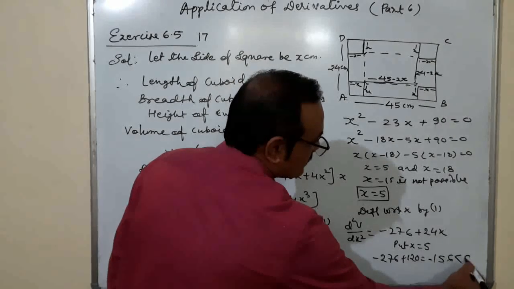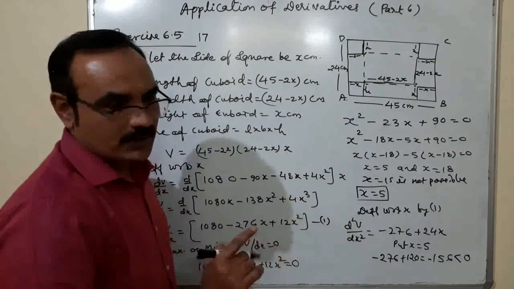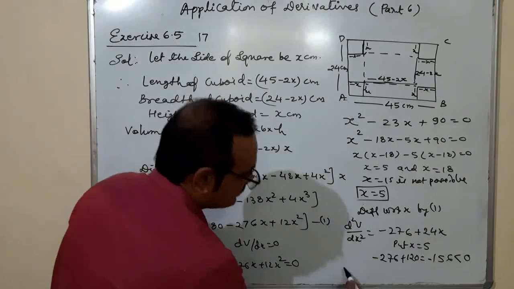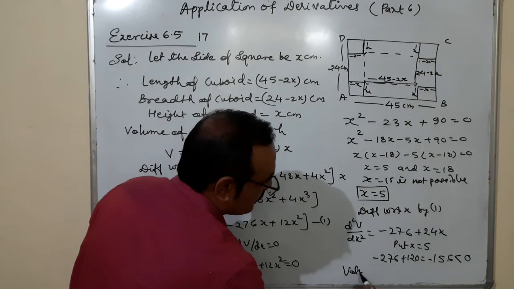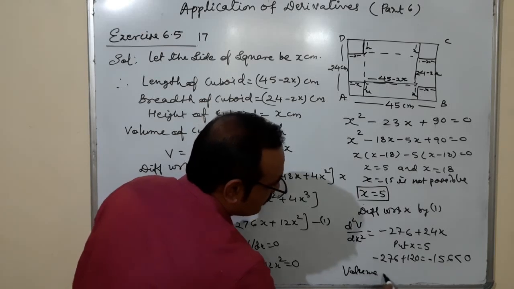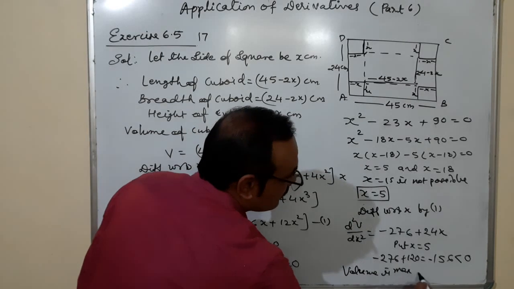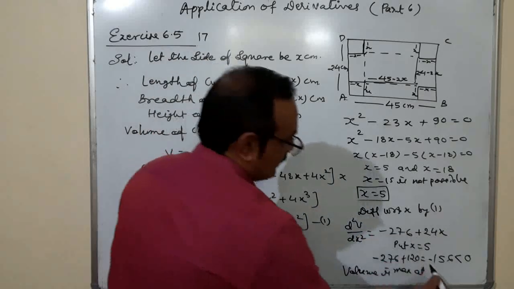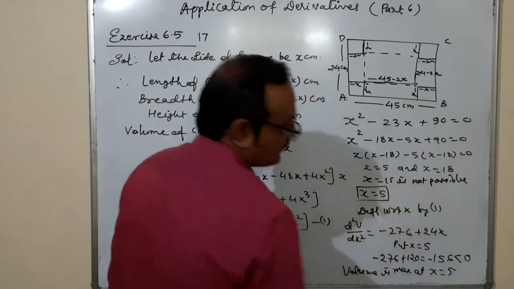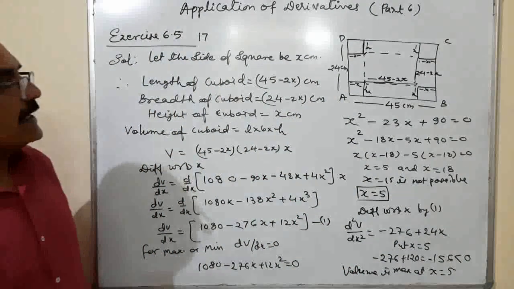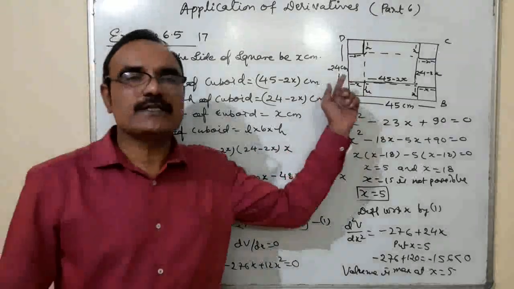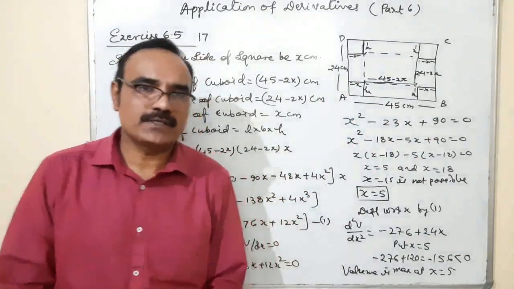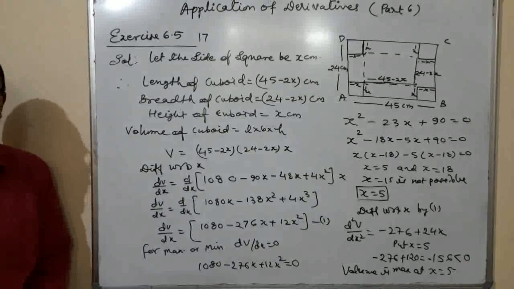And minus sign is less than 0. What does it mean? The volume is maximum. Volume is maximum at x is equal to 5. So what is the side of this square which we have cut from here? It is x is equal to 5 centimeter. Then we'll get the volume as maximum.